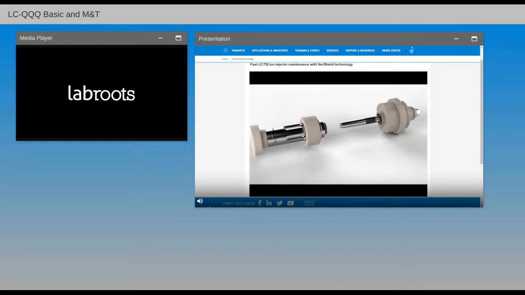In order to withdraw the capillary, a special gripper is employed since the tube can be extremely hot.